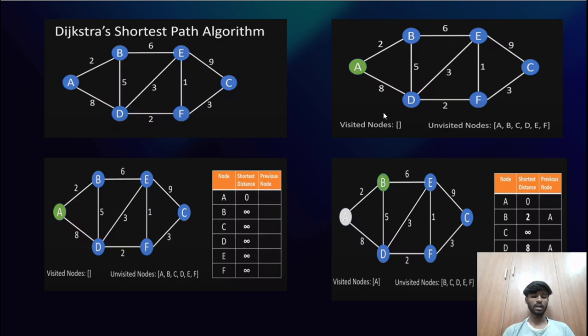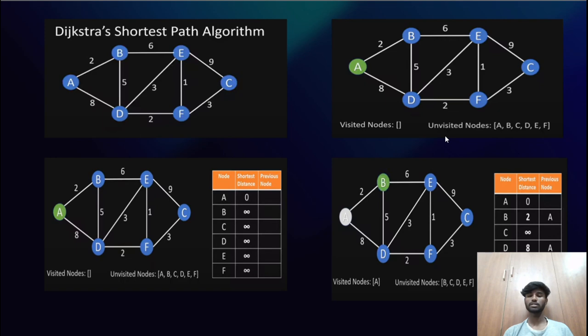We have found a new shortest distance to one of the unvisited nodes. B and D are unvisited and the current distance is infinity. So we can update the distance from A to B and store A as the previous node in our table, and the same applies to node D. We update the shortest distance to D to the value 8 with previous node A. Next we look at B. The unvisited neighbors of B are E and D.